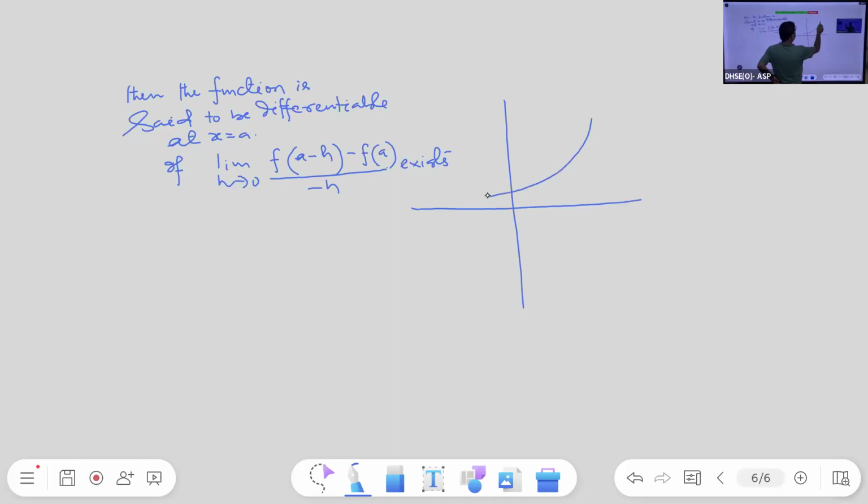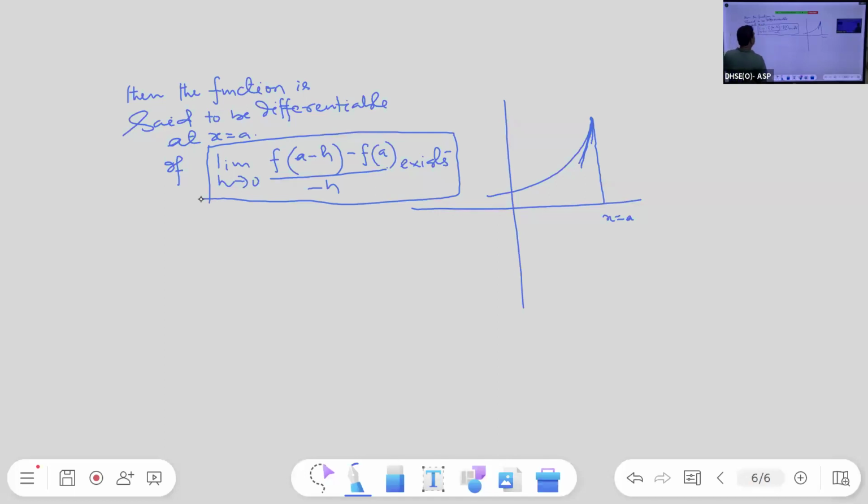Suppose this is the graph of the function, x is equal to a is the rightmost point. That is, after x is equal to a, graph of the function doesn't exist. To check the differentiability at x is equal to a, we have to check whether the left-hand derivative exists or not. That is, slope of the left tangent exists or not. If this limit exists, then we can say that the function is differentiable at x is equal to a, where x is equal to a is the right end point.